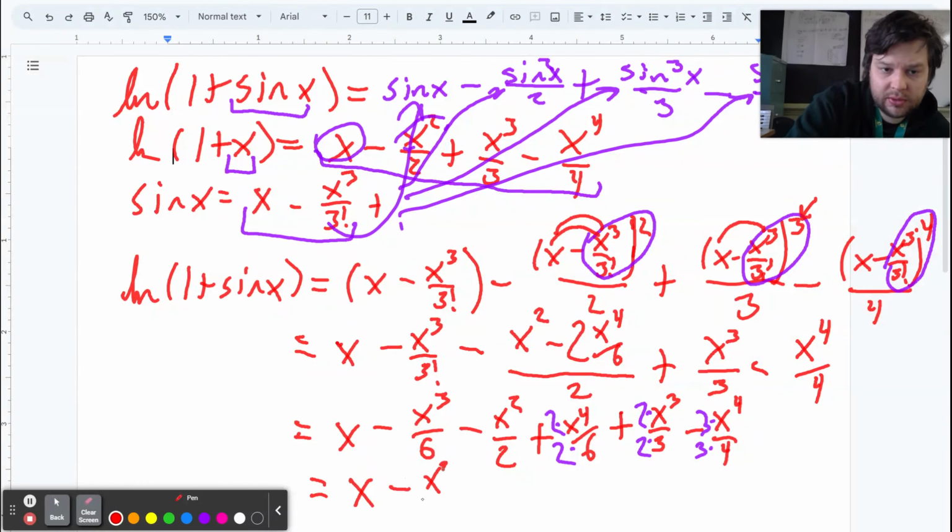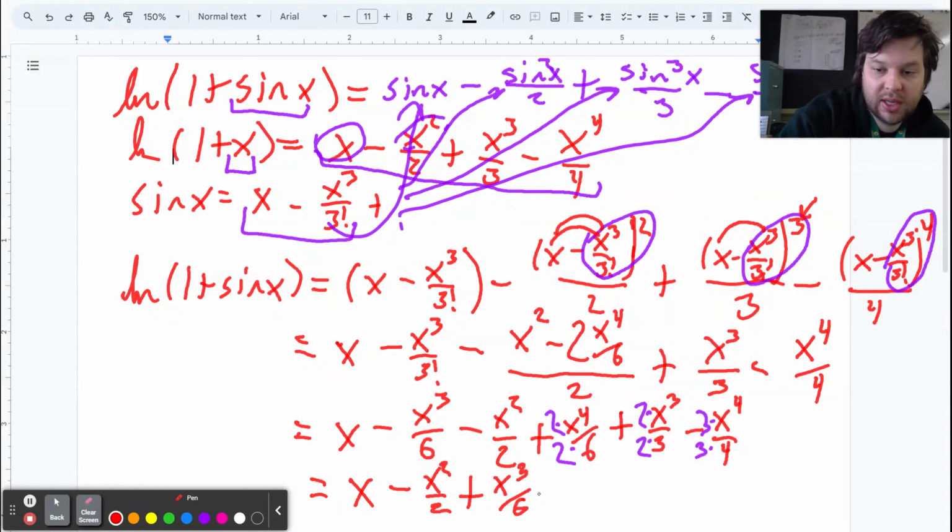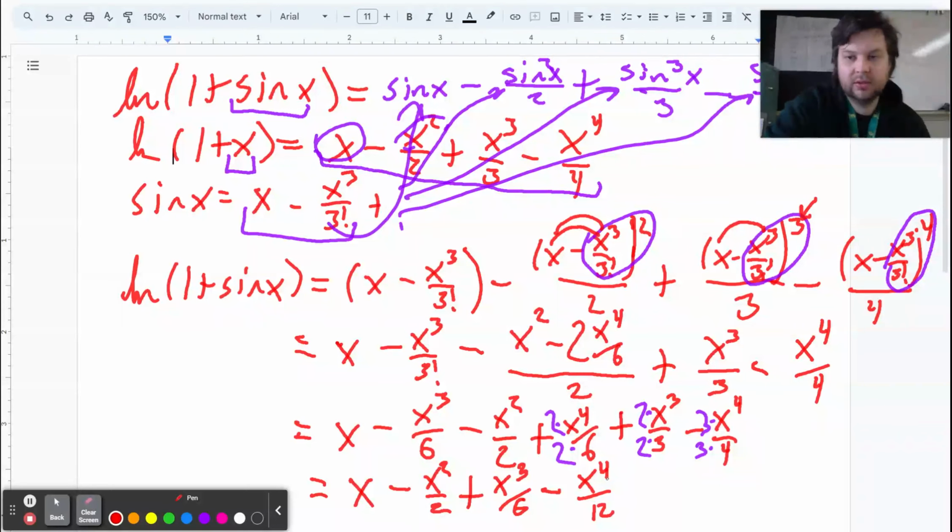X squared was over 2. What's my x cubed? X cubed is a positive x cubed over 6. Then a negative x to the fourth over 12. Okay, so there we go.